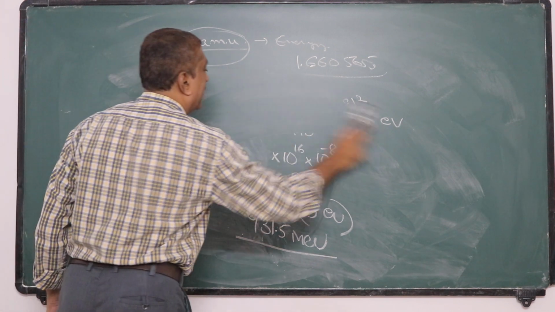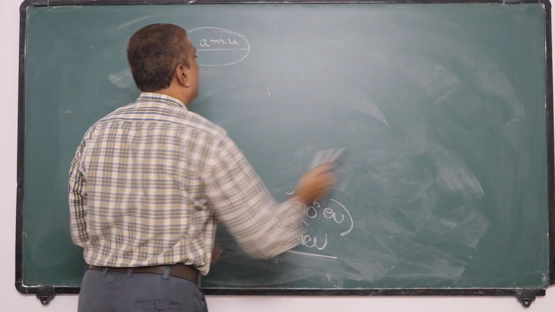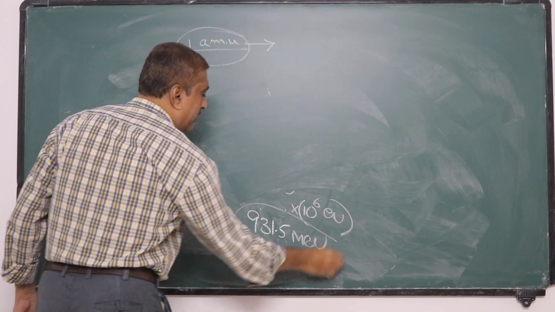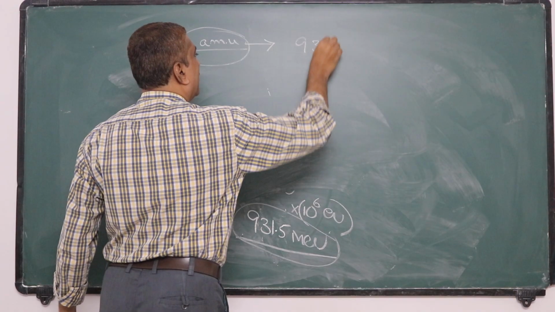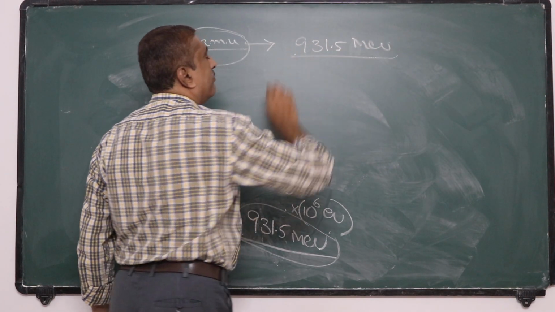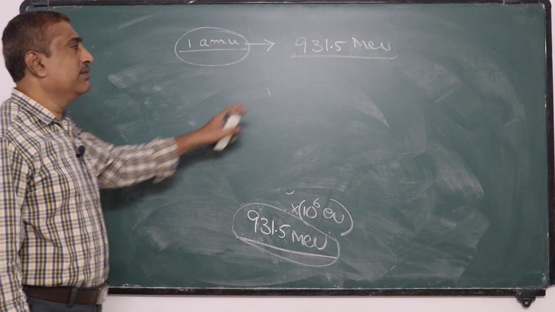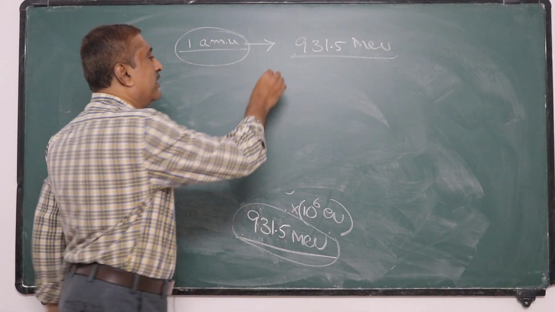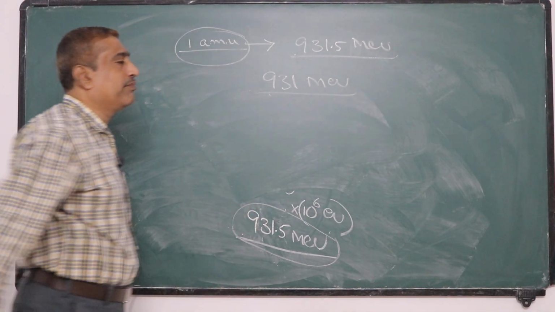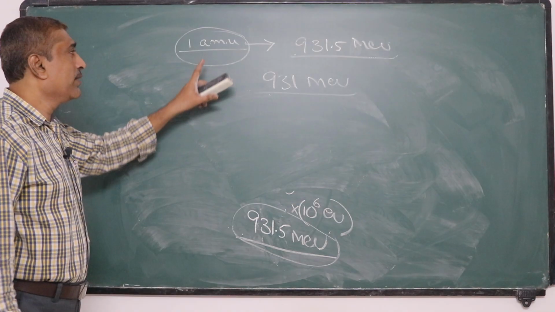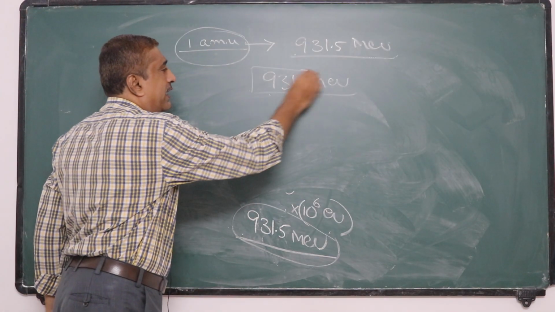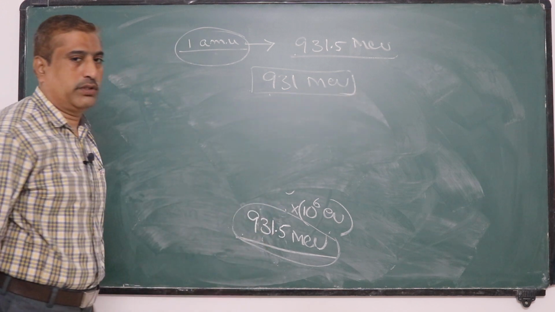So if one AMU of mass is converted into energy, then the amount of energy is 931.5 MeV. This is the amount of energy. So usually in doing problems we will neglect this 0.5. So we will simply take 931 MeV. Okay. So when 1 AMU of mass is converted into energy, the amount of energy is 931 million electron volt.